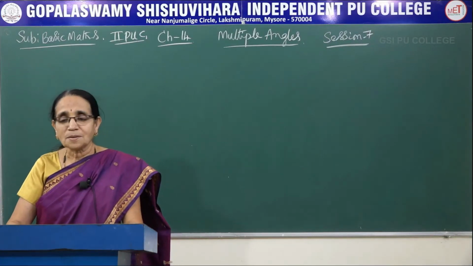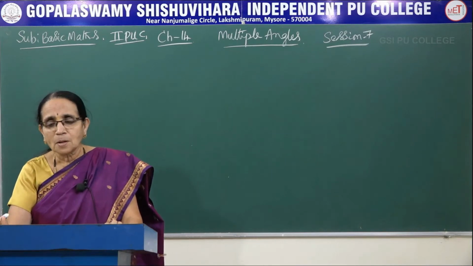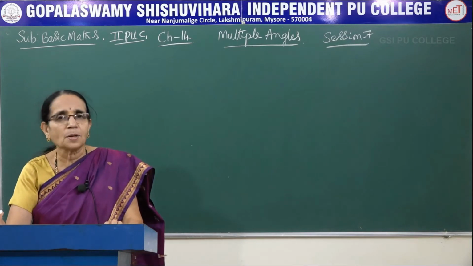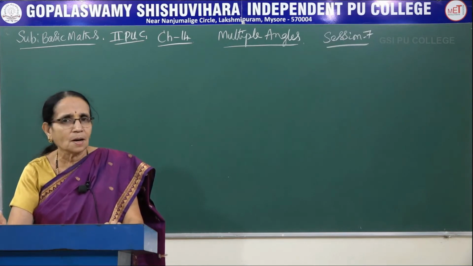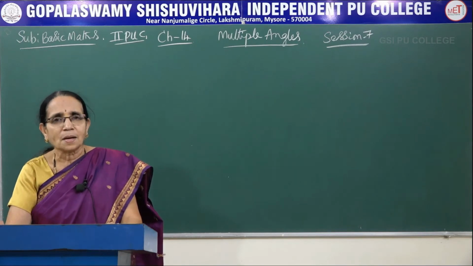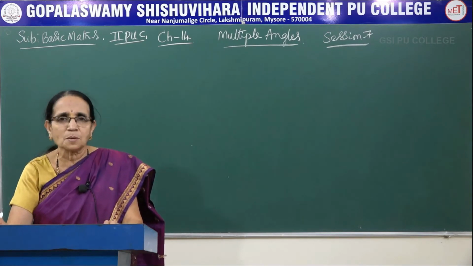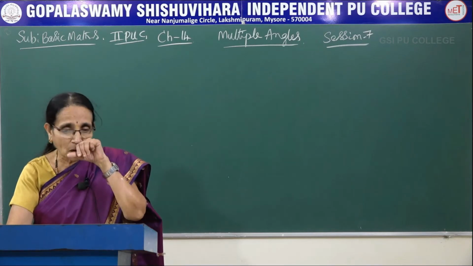Good morning, students. In the previous few sessions, you have studied compound angles. That is, when two or more angles A, B, C, D, etc. are given, when you combine them by adding or subtracting, like A plus B, B minus C, A plus B minus C, A minus B plus C, something like that, it's called a compound angle.